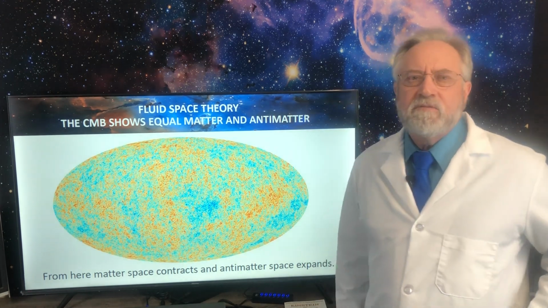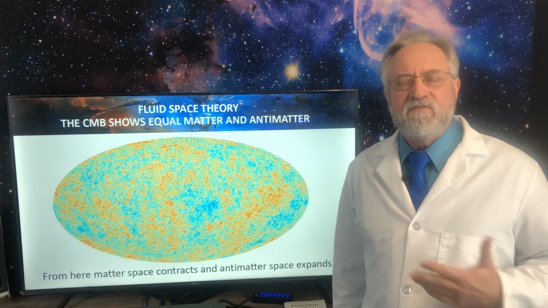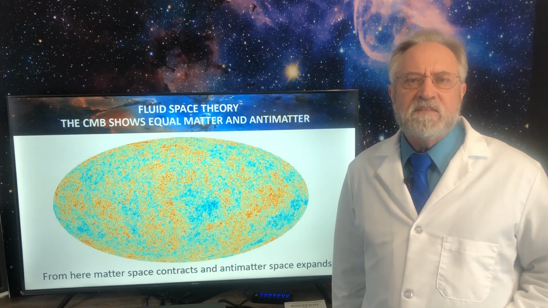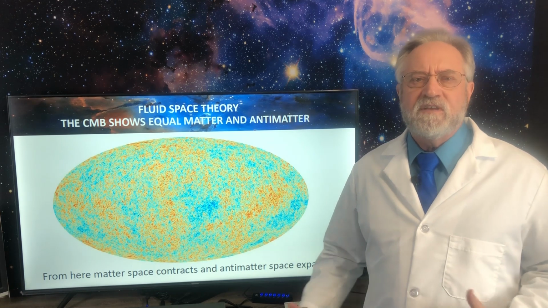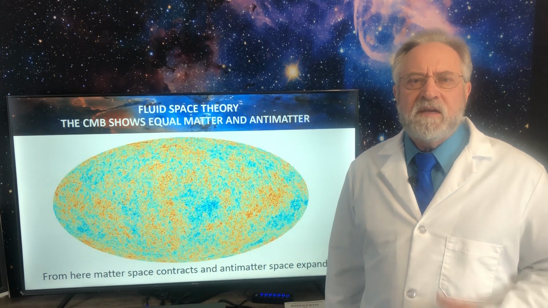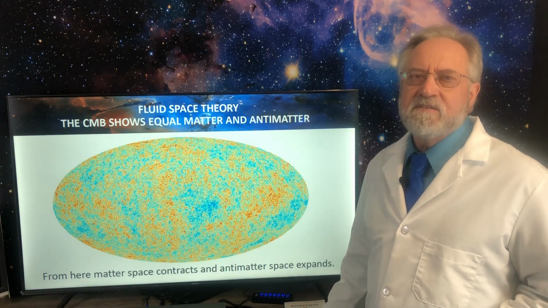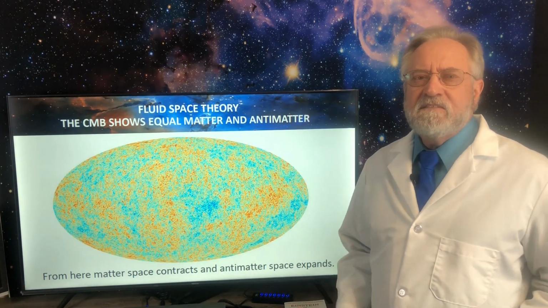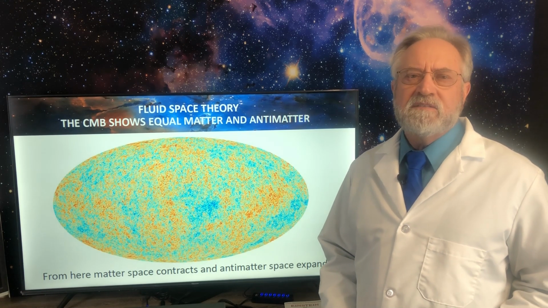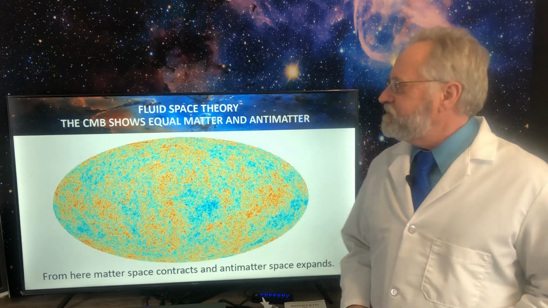Now, last week we were talking about cosmology, and there were a few things about this fluid space theory cosmology that I couldn't fit into that lecture. So I decided to make a part 2. Now, the thing about fluid space theory cosmology is that it's a much messier place than the standard model cosmology.